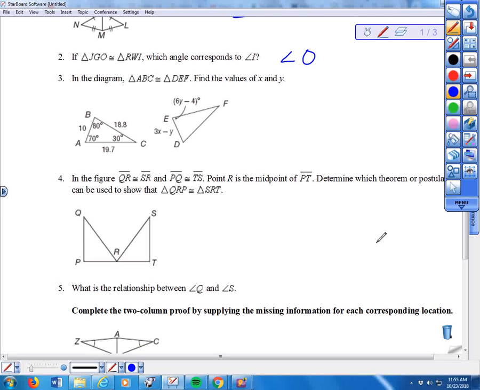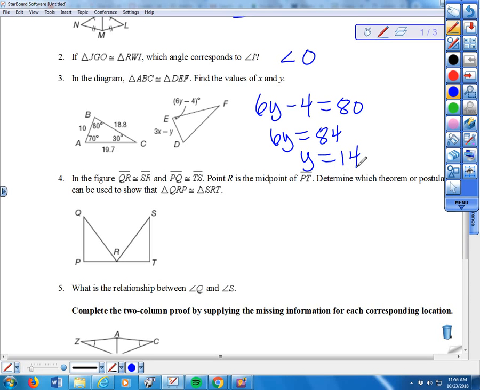In the diagram, triangle ABC is congruent to DEF. Find the values of X and Y. Okay, so let's work on Y first. Y is angle E. Well, what angle corresponds to E? B, which is 80 degrees. 6y minus 4 equals 80. 6y equals 84. So y equals 14.